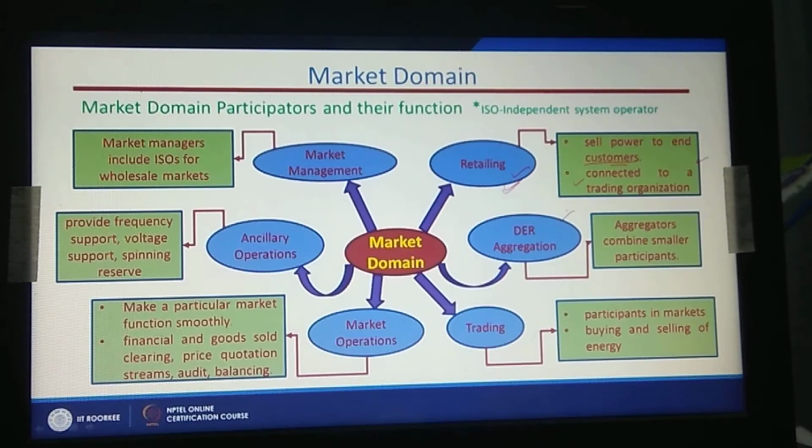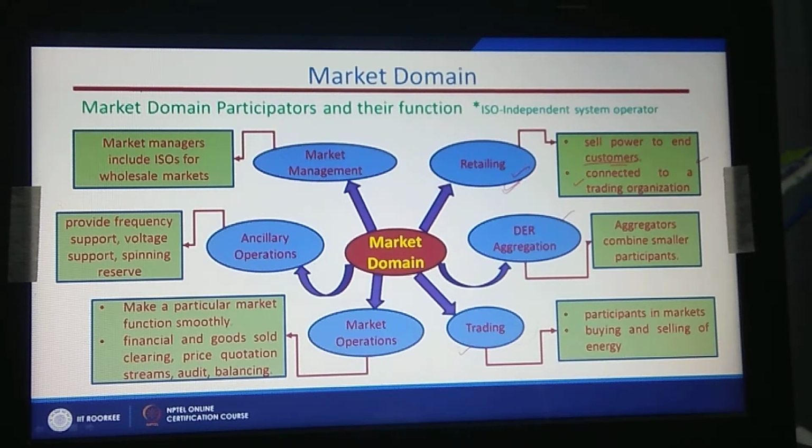The second one is the DER aggregation. We have already discussed this word. What is aggregation? The aggregators combine small participants in the market to sell their power to the energy market, to participate in the energy market. That is the DER aggregation. And next is trading. Trading is a very important part of this market domain, where we go for buying and selling of energy. That is a very essential part of our market domain.